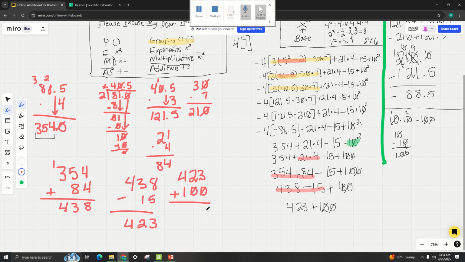So now 3 plus 0, identity property, that's 3. 2 plus 0, identity property, that's 2. 4 plus 1, I get 5. So my very, very final answer is 523. I'm so glad we ended up with a whole number here in the end. I'm going to box my answer.